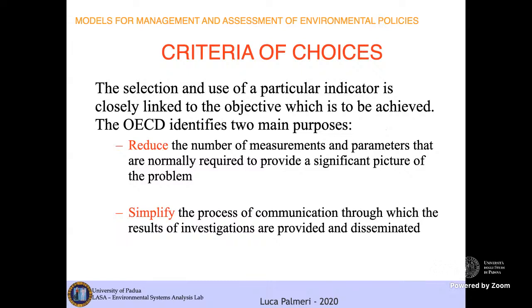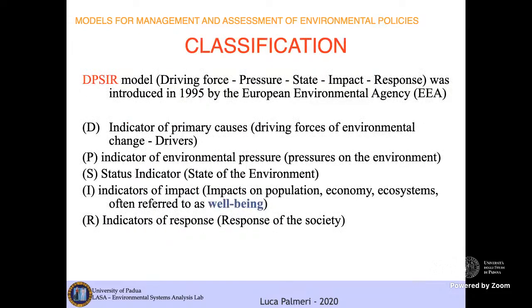The criteria for the selection and use of a particular indicator are closely linked to the objective which is to be achieved. The OECD identifies two main purposes: to reduce the number of measurements and parameters that are normally required to provide a significant picture of a problem, and to simplify the process of communication through which the results of investigation are provided and disseminated. These are the main objectives of the DPSIR schema, that I recall is a way of classifying environmental indicators.